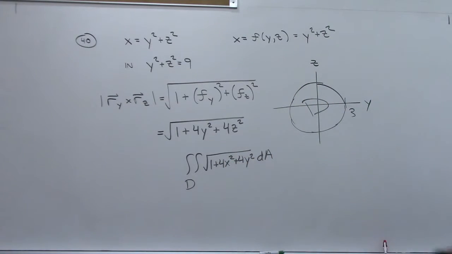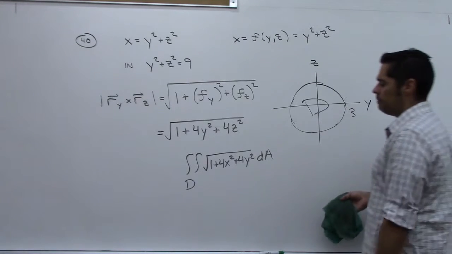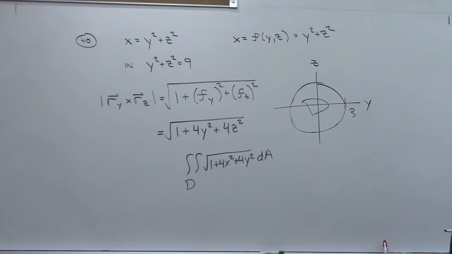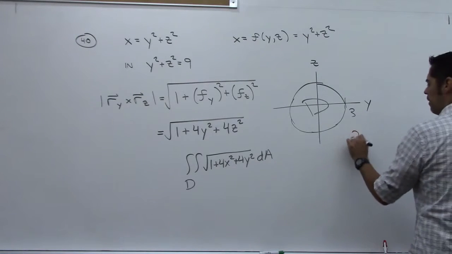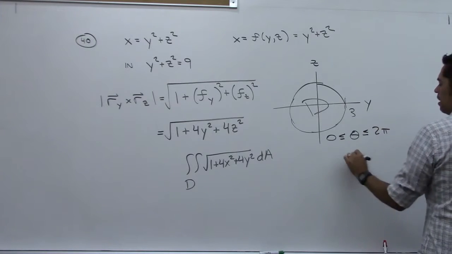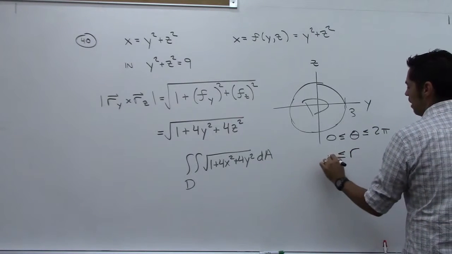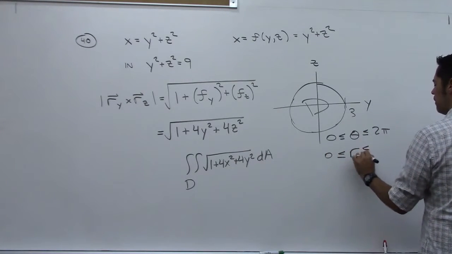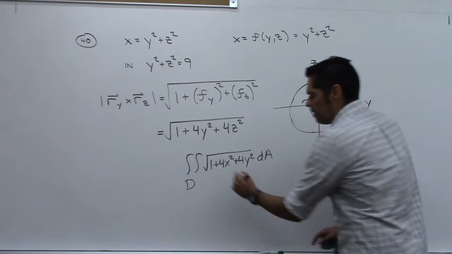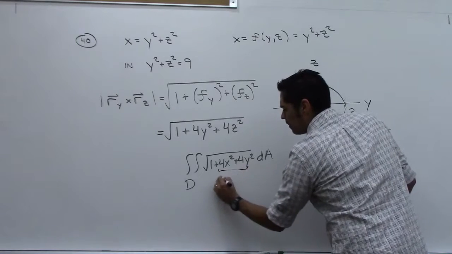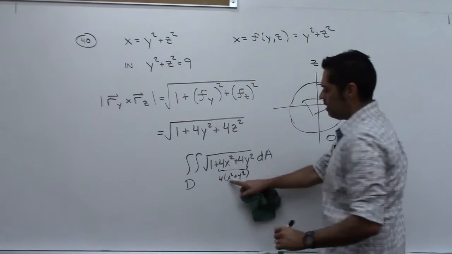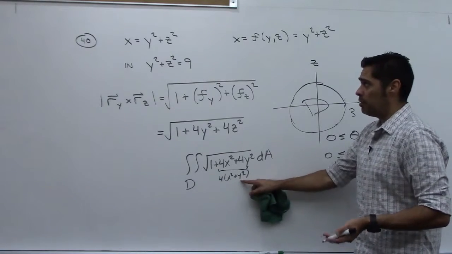Well, when we look at this region D and we try and figure out how we're going to create our bounds, we realize, well, this is great for being polar. So if I go to polar coordinates, I know theta can go between 0 and 2 pi. I know my radius is going to be bounded between 0 and 3. And then convert this to polar. And I noticed that if I pull a 4 out of just these two, I get 4 times x squared plus y squared. And x squared plus y squared is r squared when we go to polar.